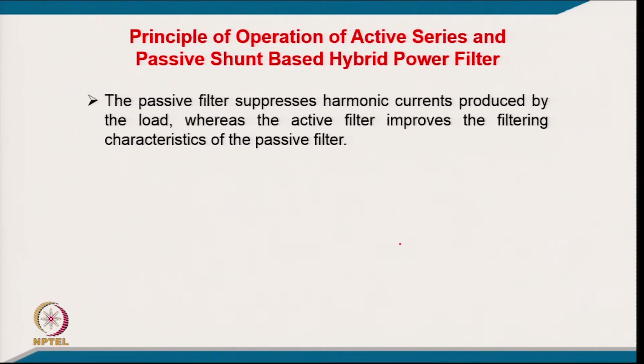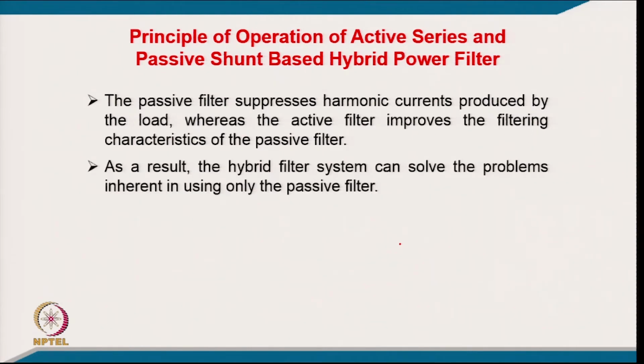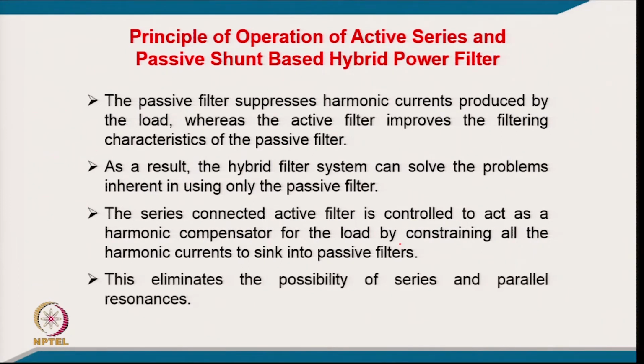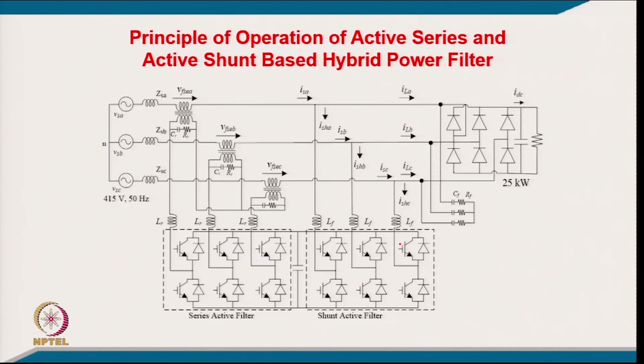The passive filter suppresses the harmonic currents produced by the load, whereas the active filter improves the filtering characteristic of the passive filter. As a result, the hybrid filter system can solve the problems inherent in using only the passive filter. The series connected active filter is controlled to act as a harmonic compensator for the load by constraining all the harmonic current to sink into the passive filter, and this eliminates the possibility of series and parallel resonances.